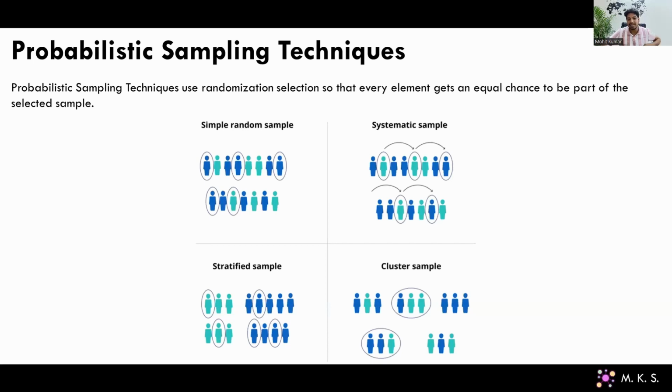Now there are four techniques we are going to discuss from probabilistic sampling. The first one is simple random sampling. Then the second one is the systematic sampling technique. Then we have the stratified one. This is the most interesting one, and we generally use it in machine learning as well. And the fourth one is cluster sampling. So let's get started with the first one, which is simple random sampling.